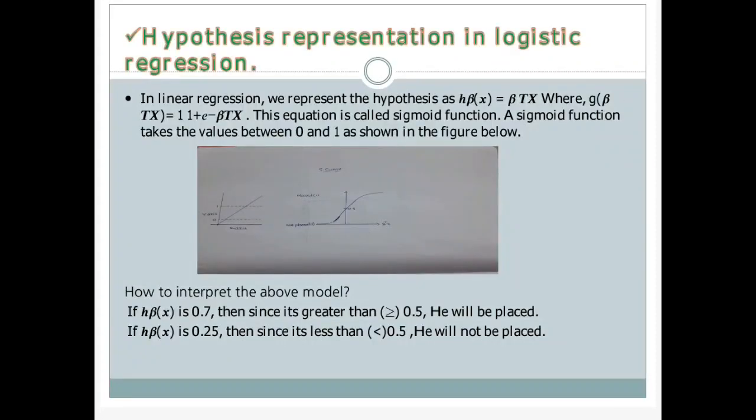In linear regression, we represent the hypothesis as h beta of x is equal to beta transpose x, where g of beta transpose x is equal to 1 by 1 plus e power minus beta transpose x. This equation is called a sigmoid function. A sigmoid function takes values between 0 and 1. This is the S-curve of the sigmoid function. The sigmoid basically converts any value from minus infinity to plus infinity to a discrete value which logistic regression wants, that is either 0 or 1.